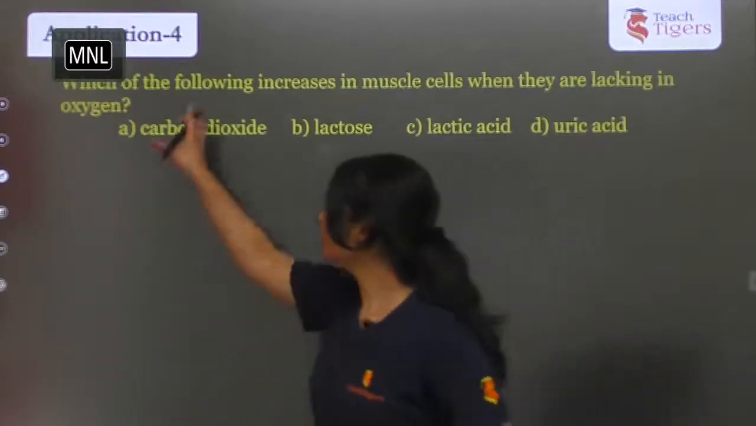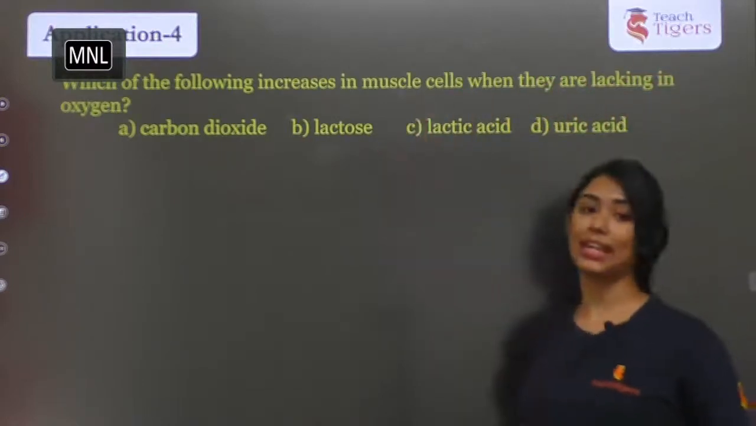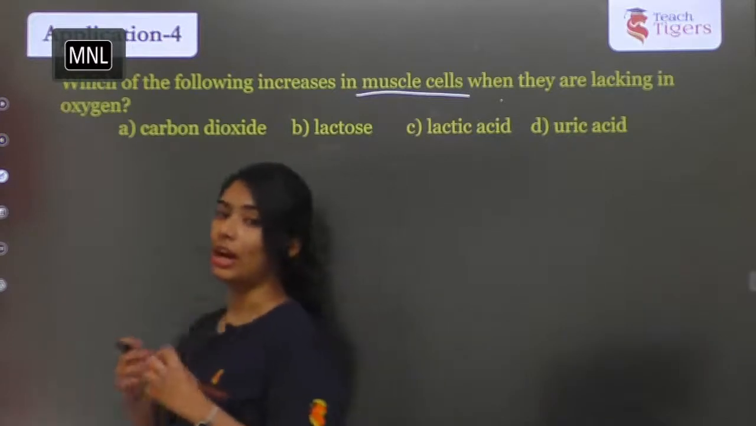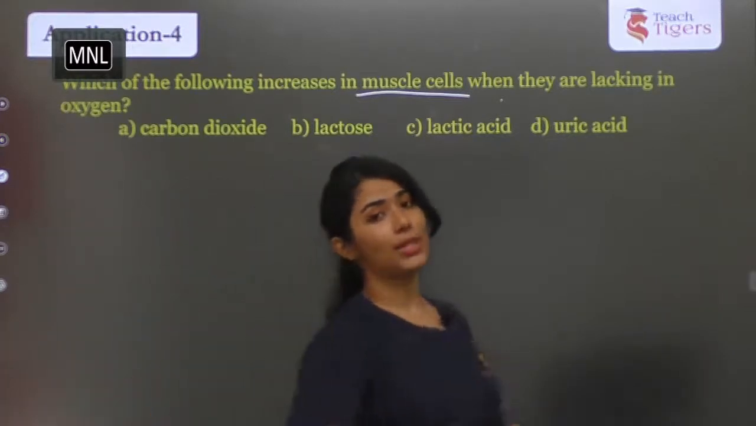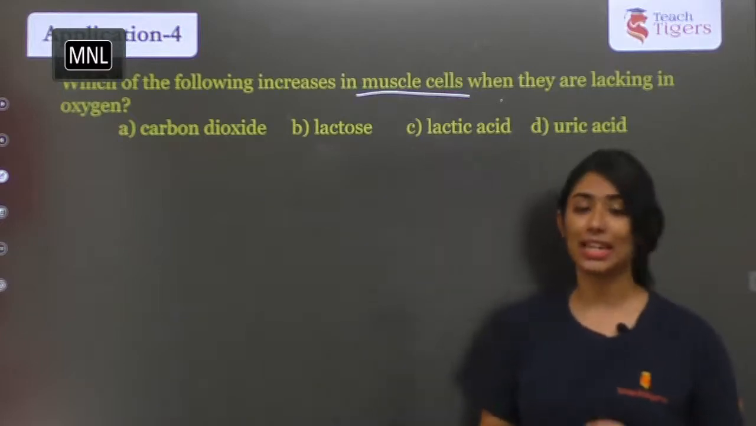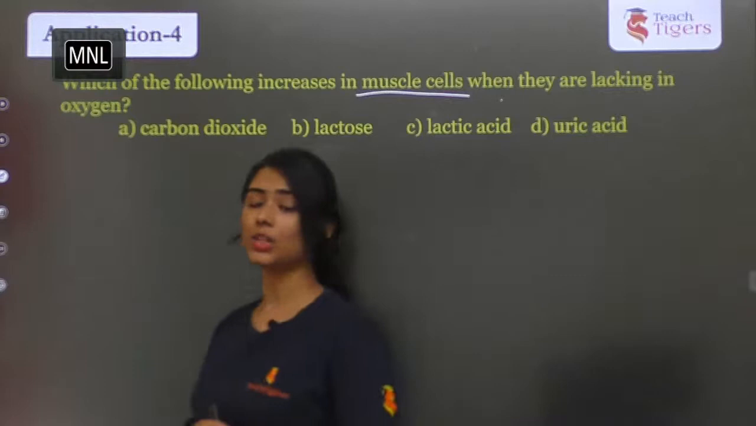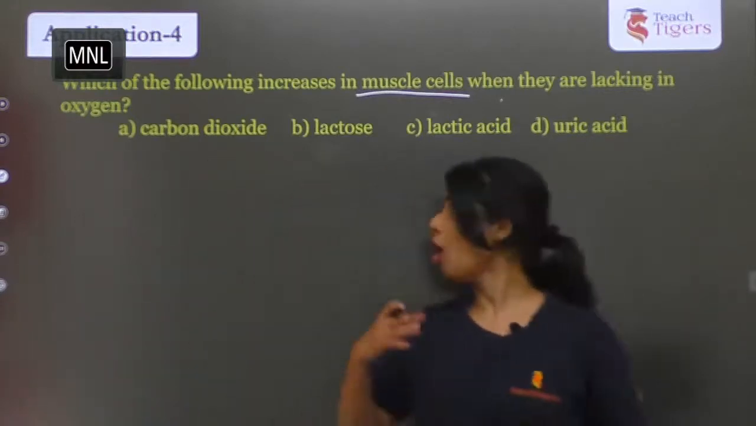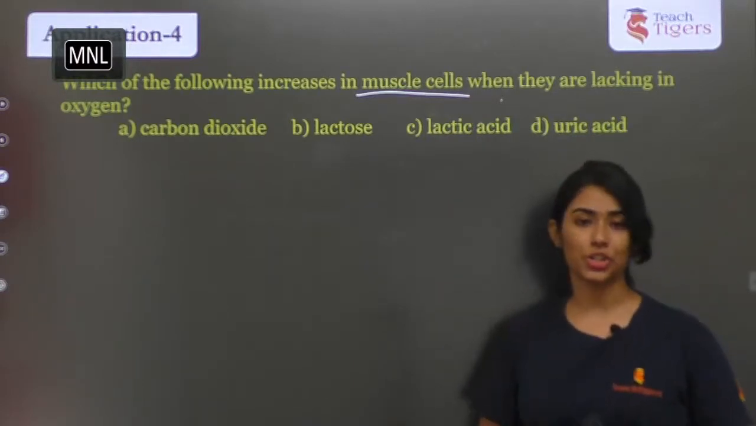Next, which of the following increases in muscle cells when they are lacking in oxygen? Okay, so when will the muscle cells fall short of oxygen? When we are performing some sort of physical activity like running, walking or exercising, right? That is when we fall short of oxygen. So what will increase in the muscle cells during these conditions?